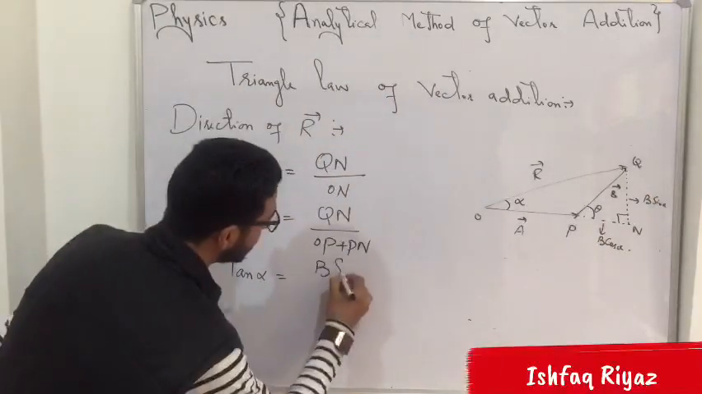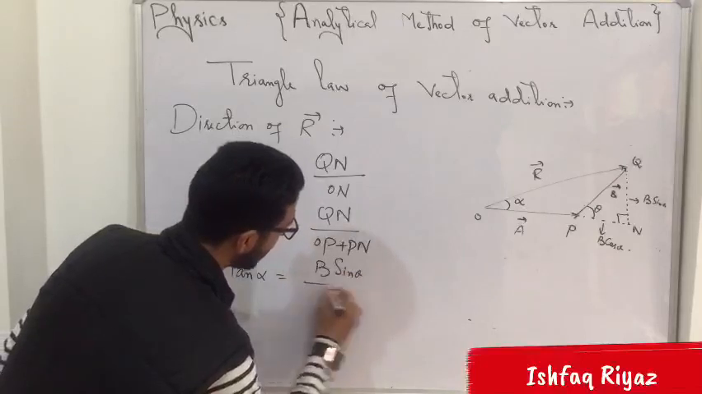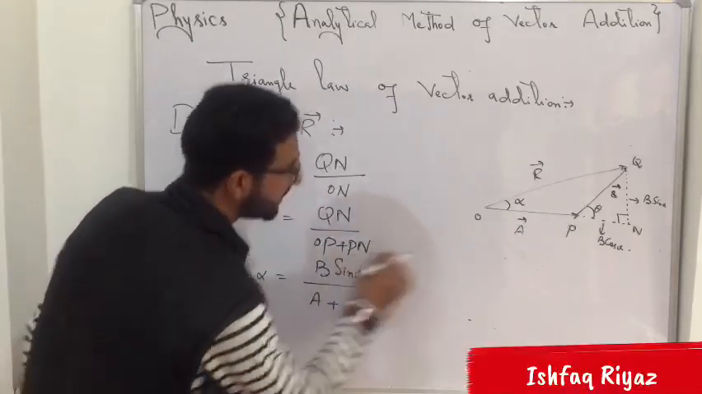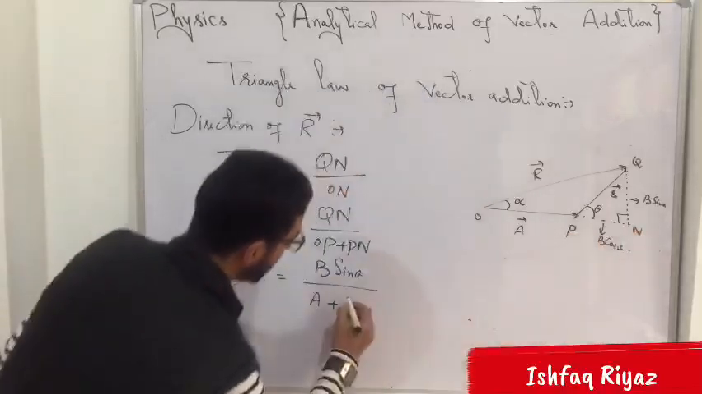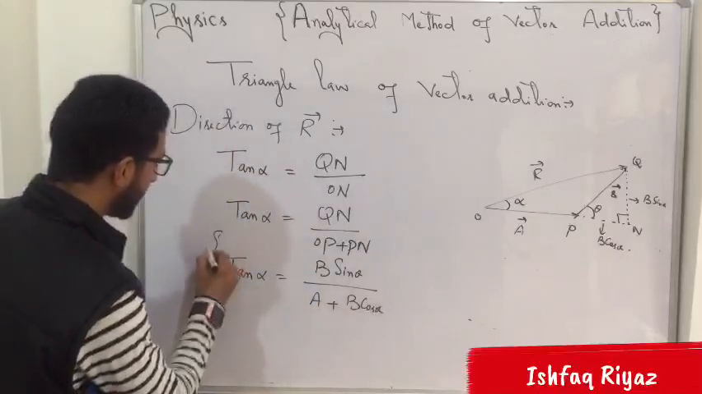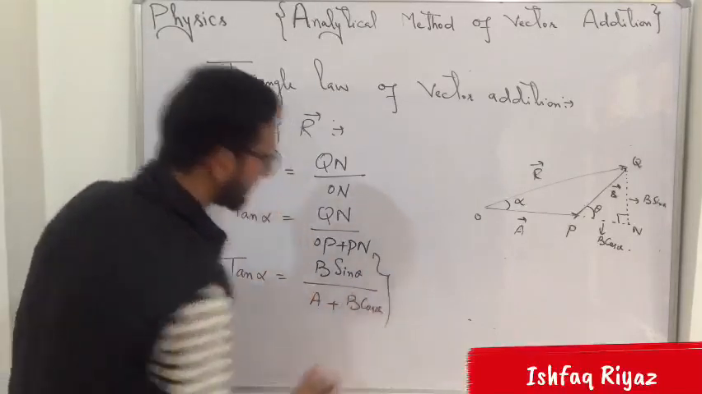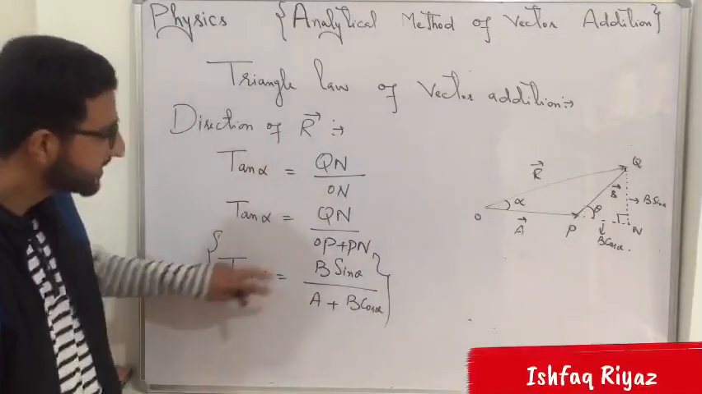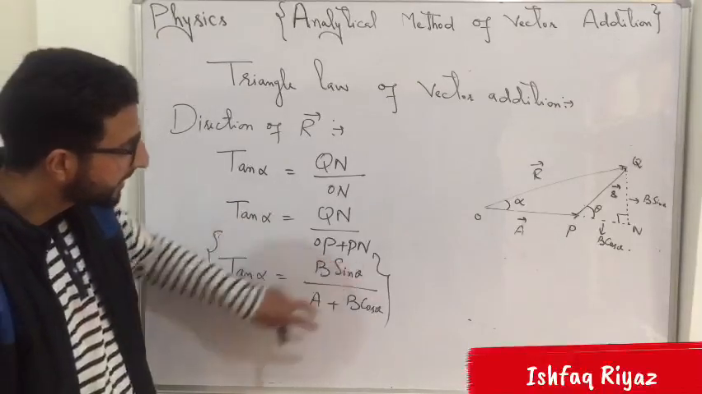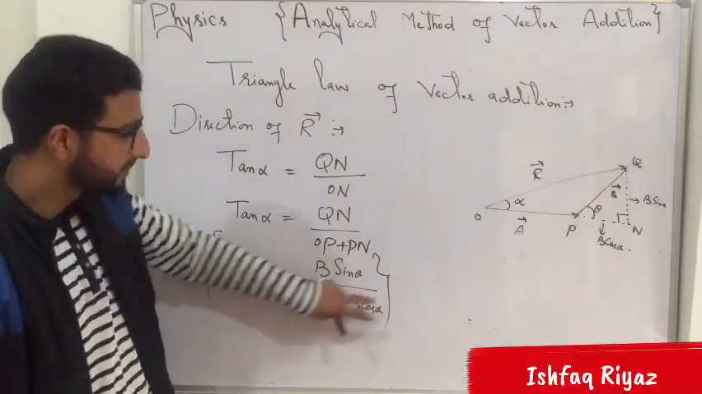B sin theta divided by OP, that is equal to a plus PN के बदले क्या लिखूंगा? That is equal to B cos of theta. You can calculate the direction of the resultant vector r by this very expression. That is tan alpha is equal to b sin theta divided by a plus b cos theta.